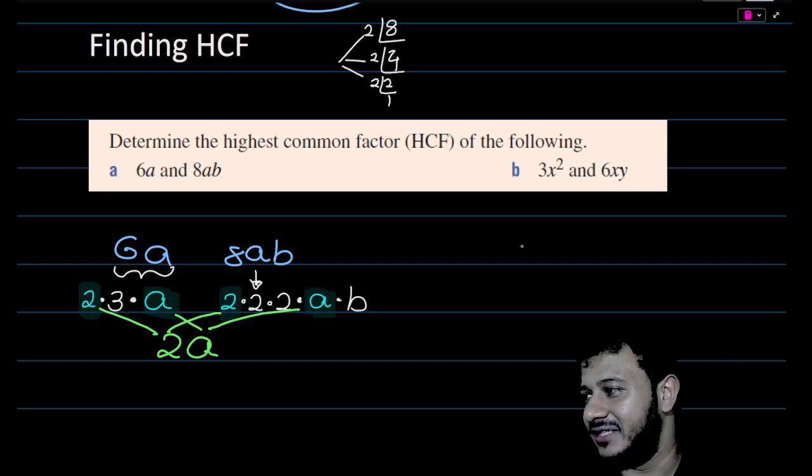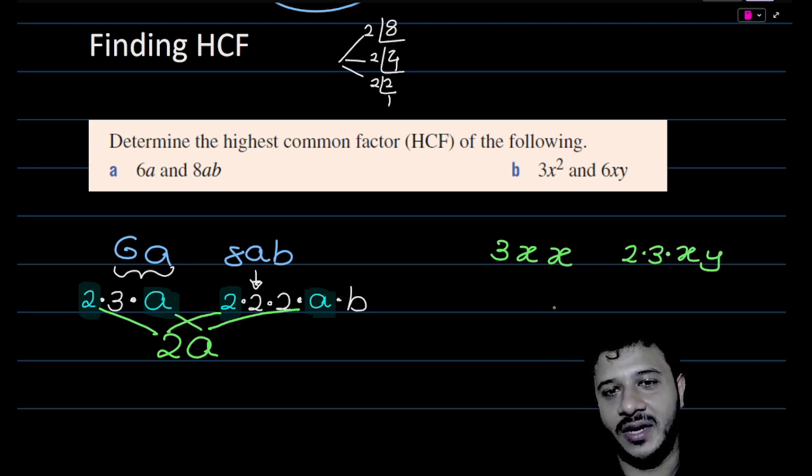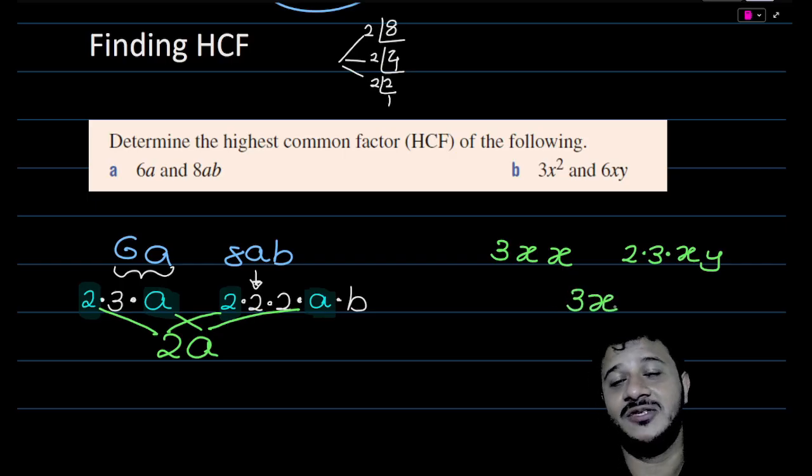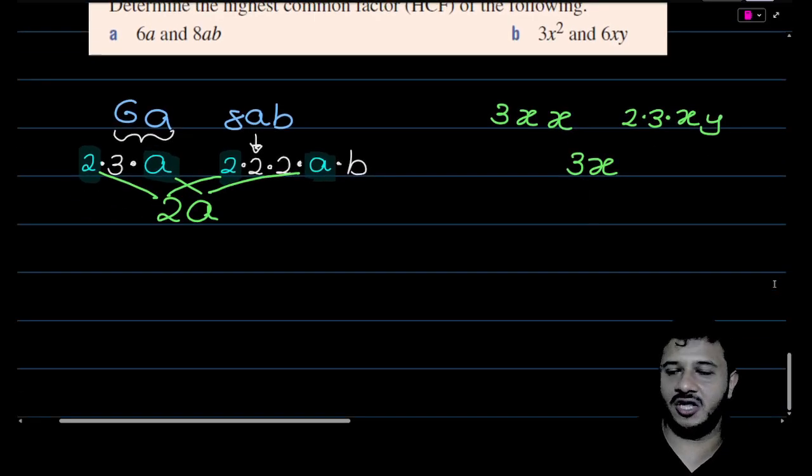So now 3x square means 3 times x times x. 6xy means 2 times 3 times x times y. You tell me now, what are the things they both have in common? 3 and x. So 3x is your highest common factor. Did you understand it, sir? Yeah. Very well. No problems at all.